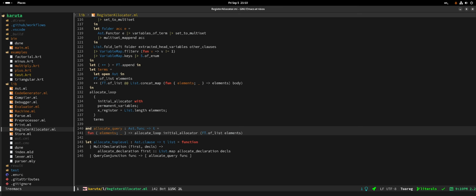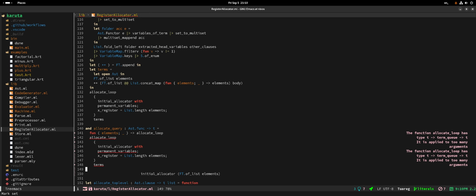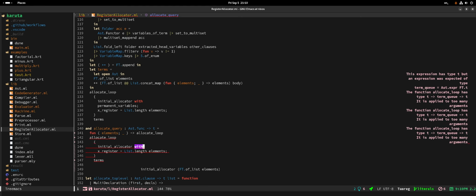We need to change the X registers count in the query allocation. What should be the initial value? The length of this? It should be the length of the elements, same thing as the allocate loop up there, you know? Because otherwise we run the risk of doing what we're doing, which is allocating a register that should be reserved for an argument to something else. That's wrong.